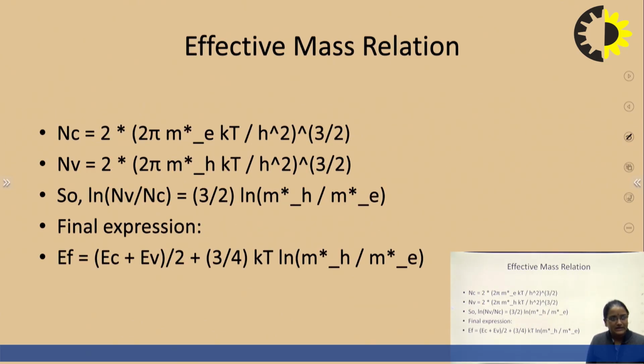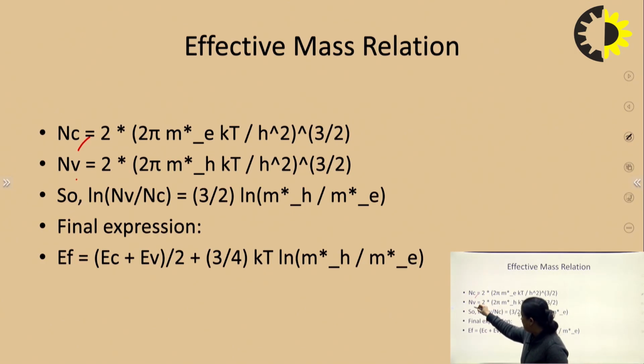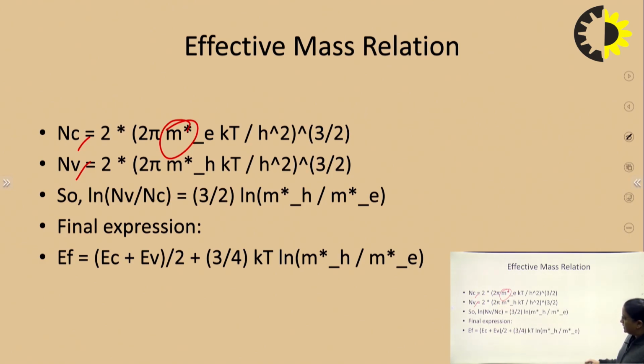Now, this is the effective mass relationship, that is, the basic difference between the rest mass and the effective mass of an electron. Effective mass of an electron is basically the mass of an electron when it is interacting with all the atoms and particles. So, how is it related to your density of states, which are Nc and Nv? M star represents your effective mass.